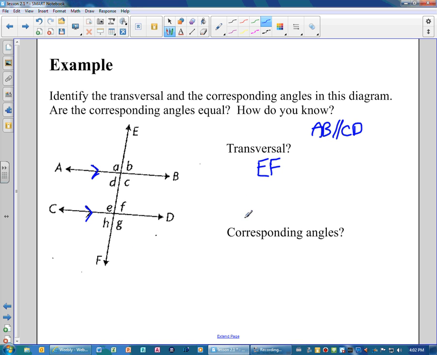Okay, what are the corresponding angles? Well, A will correspond with E. So angle A and angle E is a set of corresponding angles. D and H. B and F. C and G will be the corresponding angles. Easy peasy.